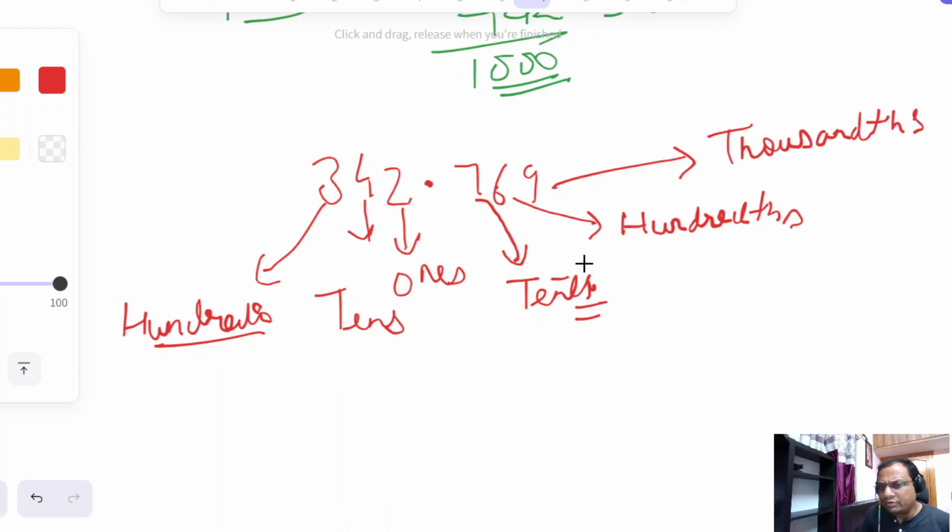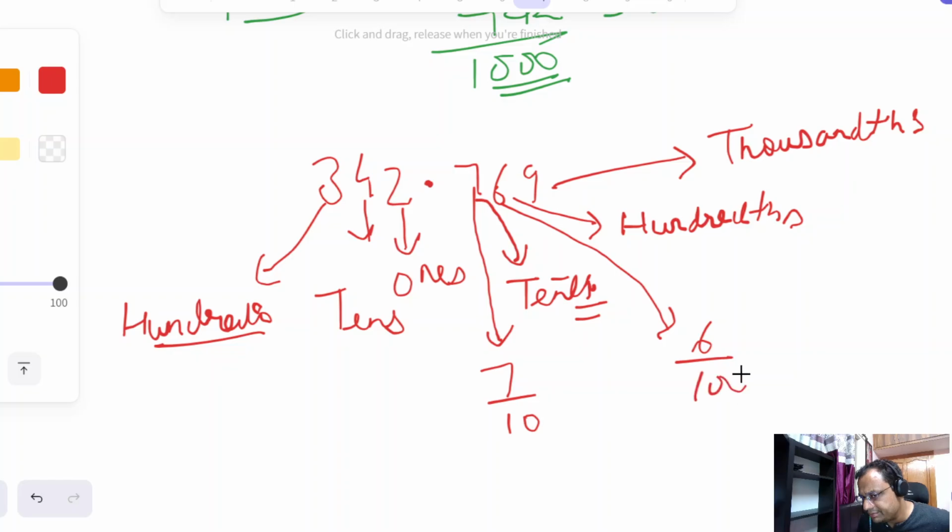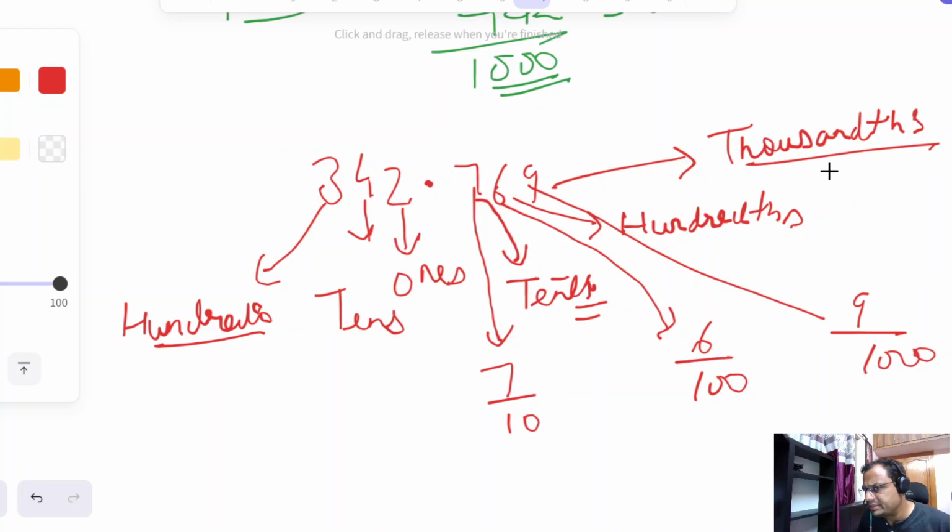So 0 point, when it's 7, what does that mean? It is 7 upon 10. When it's 6, this means 6 upon 100. 9 means 9 upon 1000. That's what thousandths.